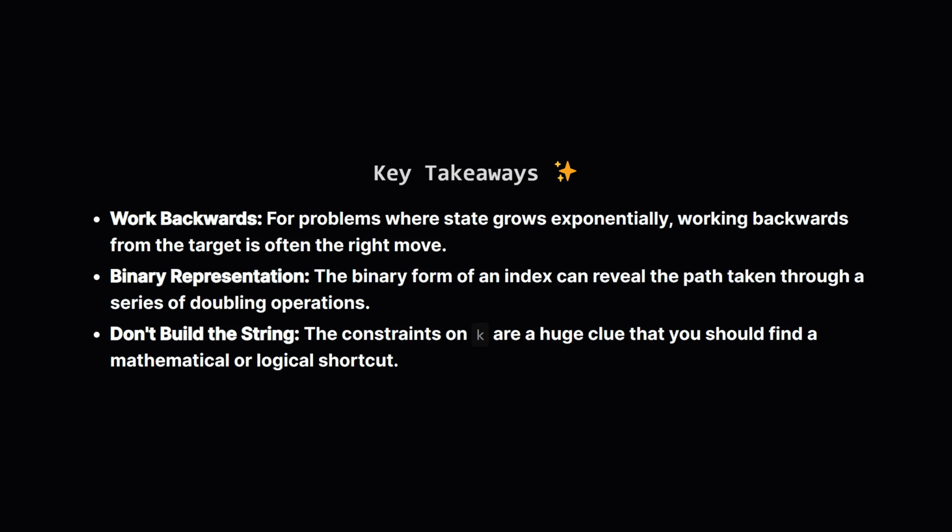So let's wrap up with the key takeaways. First, when you see a problem where something grows exponentially, like our string doubling in length, a great strategy is to think about working backwards from the final state, instead of simulating forwards. Second, never underestimate the power of binary. The binary representation of an index can often encode the entire history of choices in a process that involves repeated halving or doubling. And finally, always pay attention to the constraints. A huge value for something like k is a massive hint from the problem setter that you should not try to build the object directly. Look for a smarter, more abstract way to find the answer.